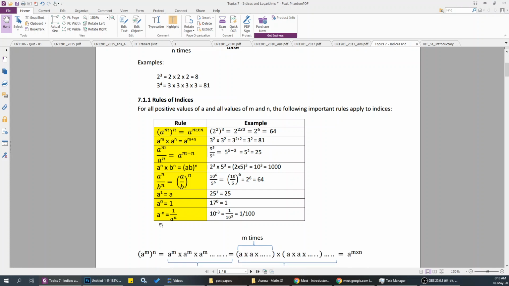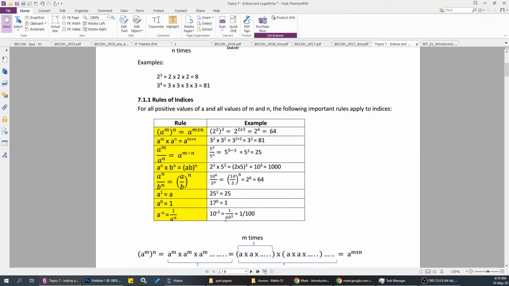Then we have the negative indices. Whenever you have a negative index like this, you can just write it as 1 over the same thing with the positive index. So whenever you have a to the power minus n, you can write it as 1 over a to the power n, right? If you had 10 to the power minus 3, you can write it as 1 over 10 to the power 3. You can even interchange the denominator and numerator here.